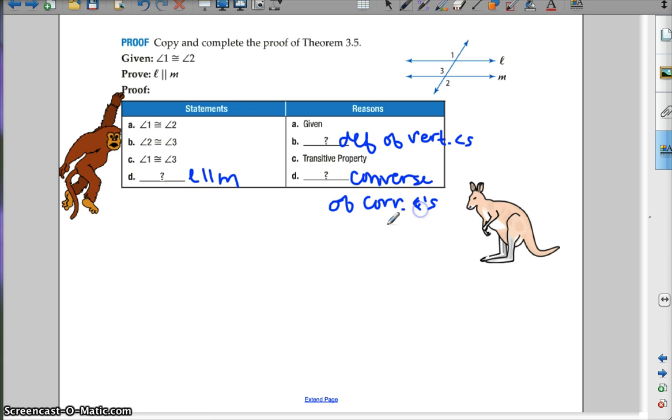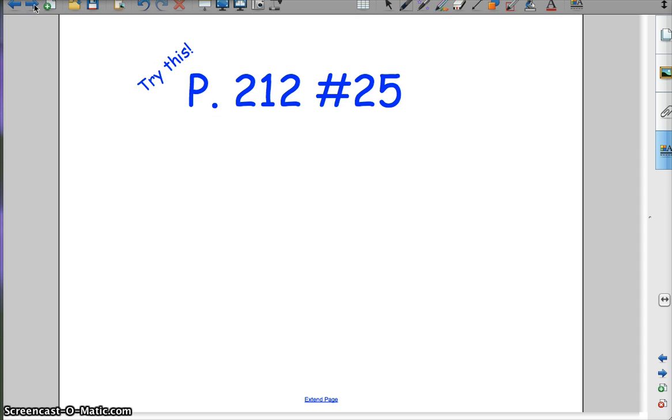All right. So we've just been doing what we have been doing, but now it's backwards. It's flipped. We're using converses. So for tomorrow, if you would like, we're going to go over this proof together, but on page 212, number 25, you guys can try it. We're going to go over it again tomorrow as a group.